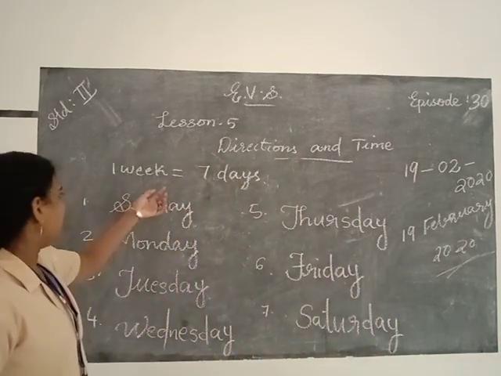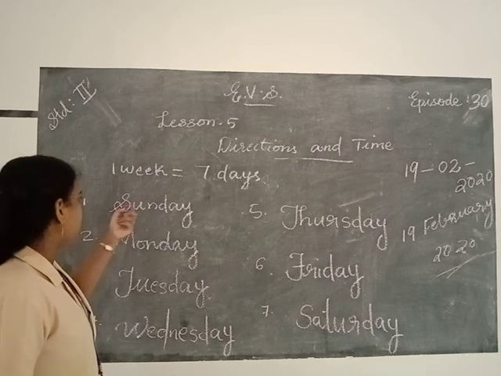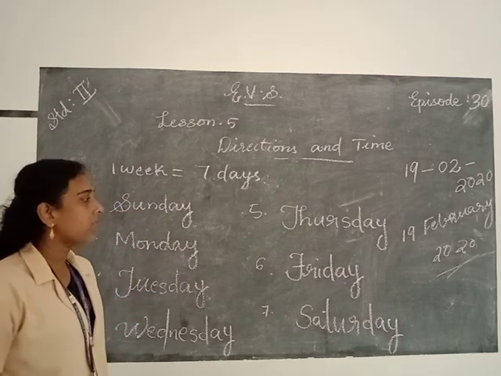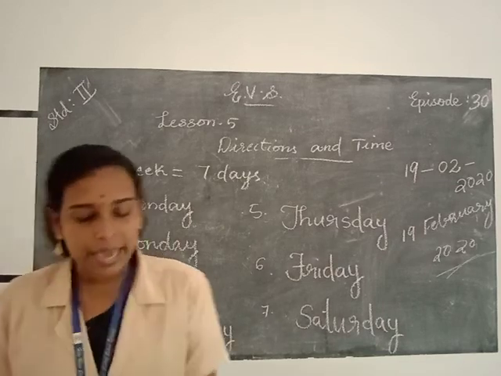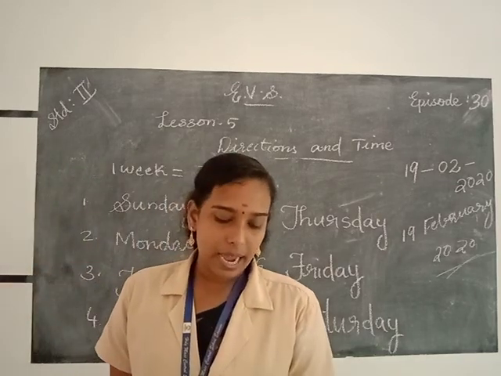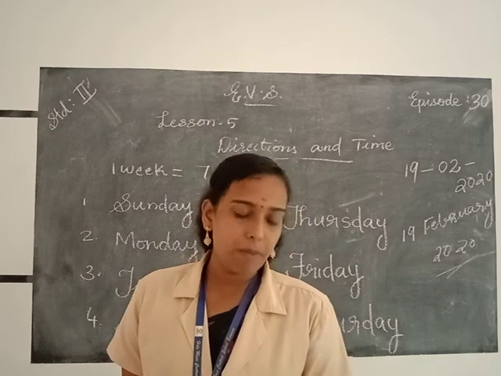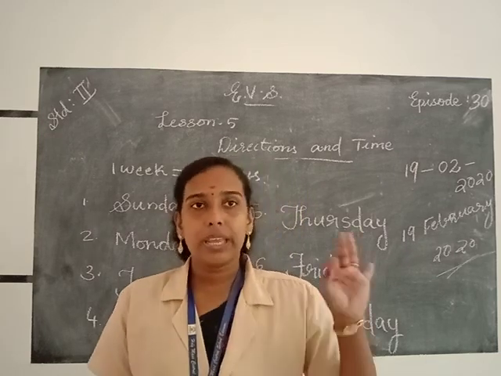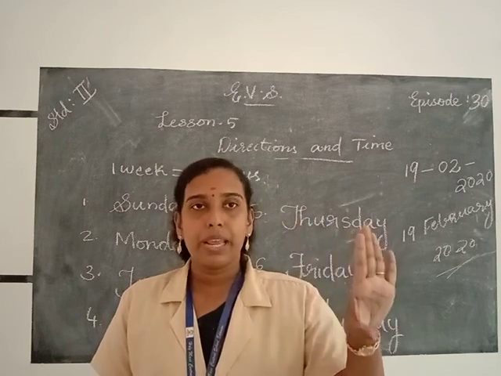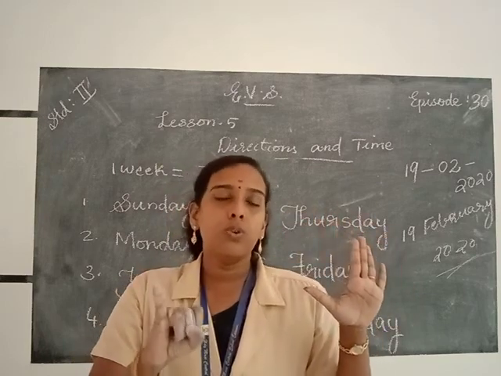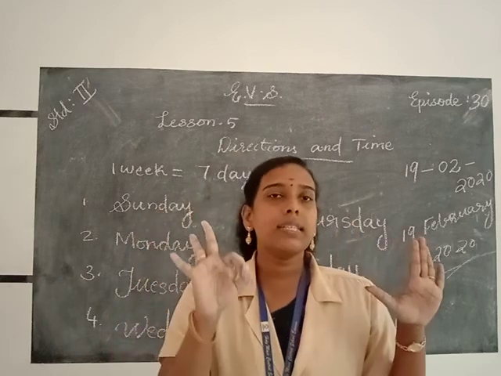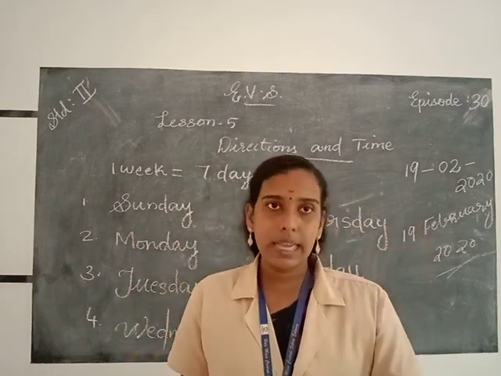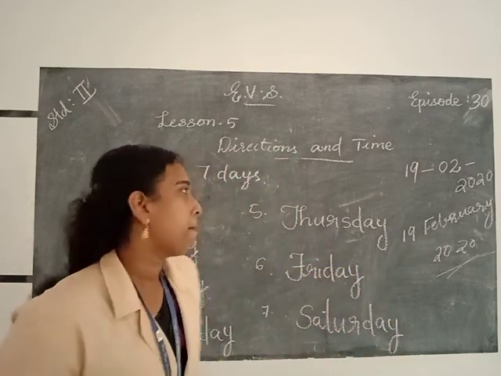So the 1 week is equal to 7 days, and the 7 days are Sunday, Monday, Tuesday, Wednesday, Thursday, Friday, and Saturday. And there are 12 months in a year, and the 12 months are January, February, March, April, May, June, July, August, September, October, November, December. Okay.